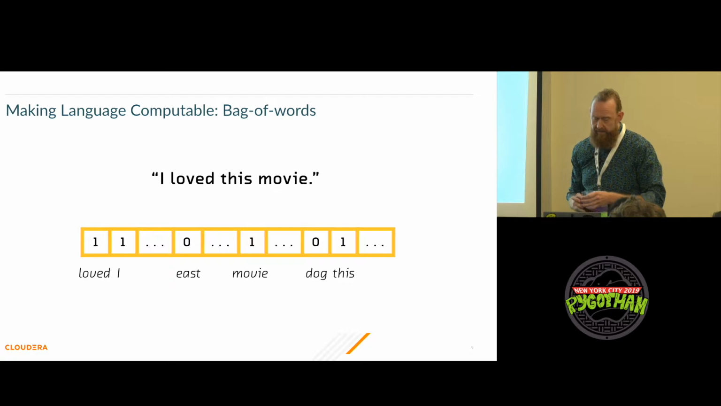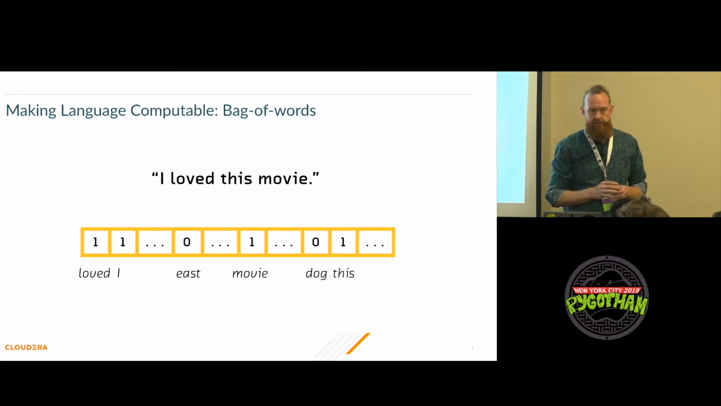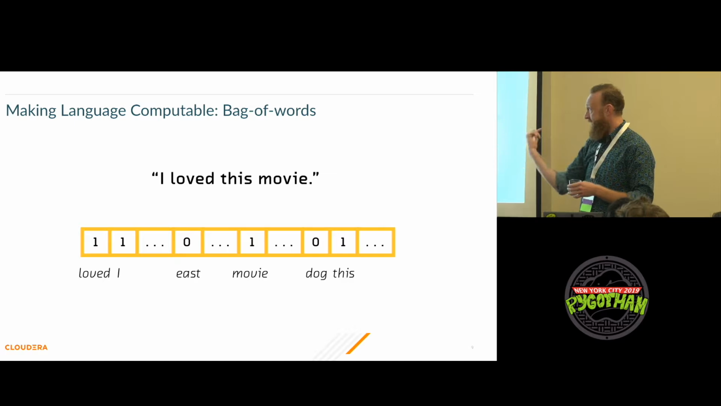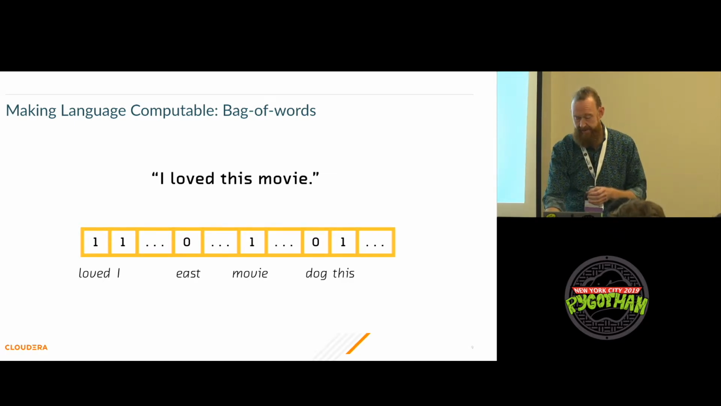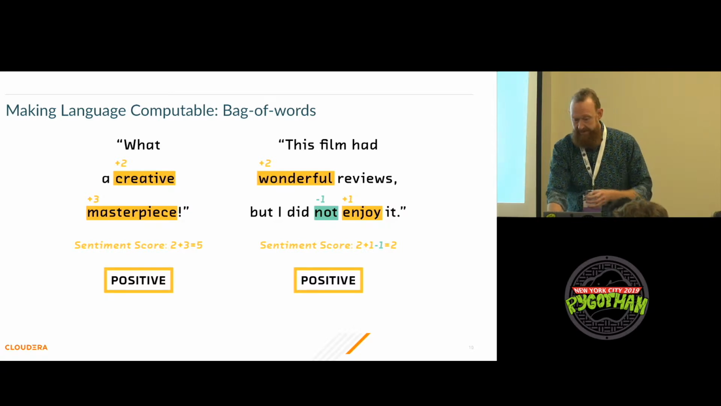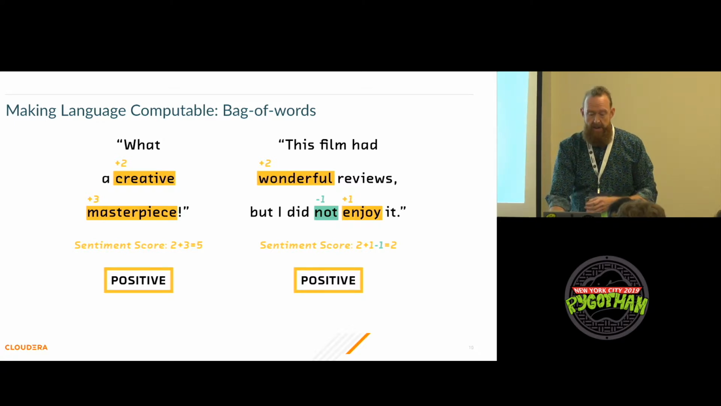The old approach, the really old approach to this is called bag of words. Bag of words just does a one-hot vector of words in a sentence, right? And so it just adds them up. It's trivially simple, and it didn't do much, unsurprisingly. So you get this sort of a problem, right? It comes out, did not enjoy it. Well, that's positive because wonderful and enjoy just add up to, right, fine.